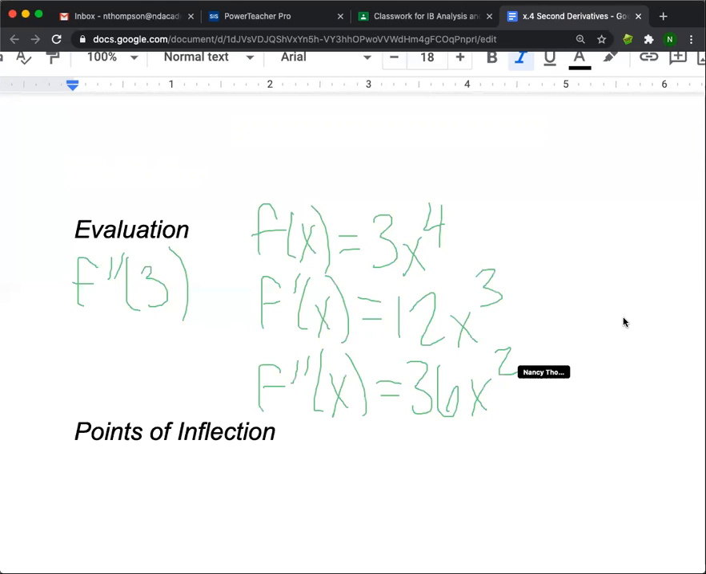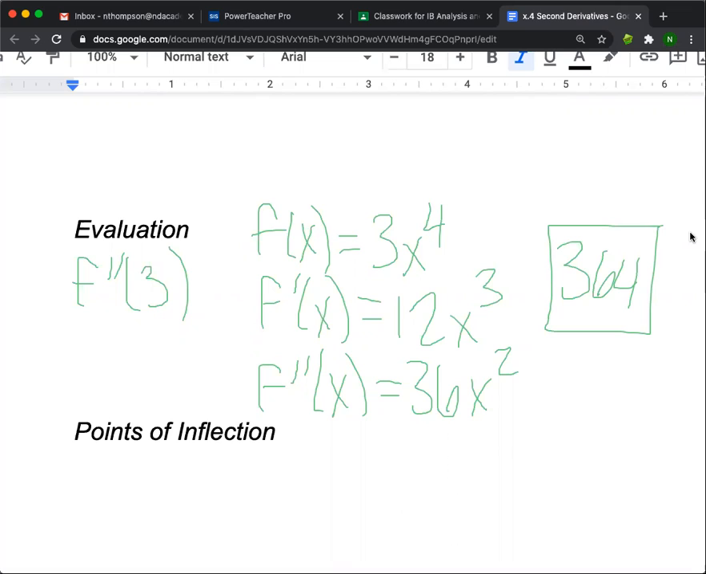And then we would just plug in 3, just like in regular old algebra 1. So you would have 36 times 9, which is 364. And that would be your final answer. I think it's 364.